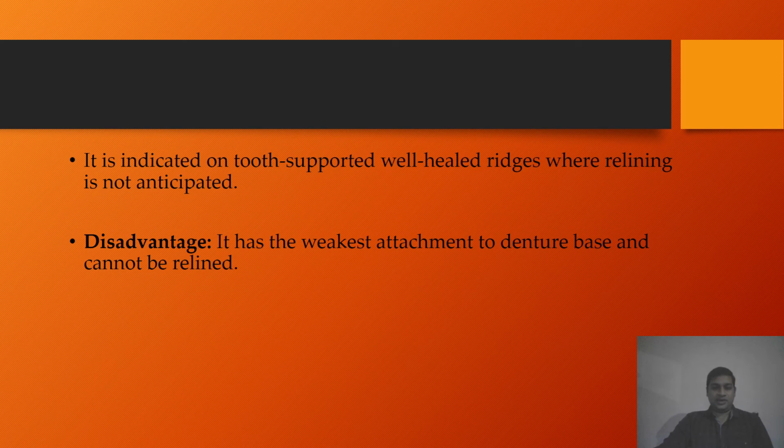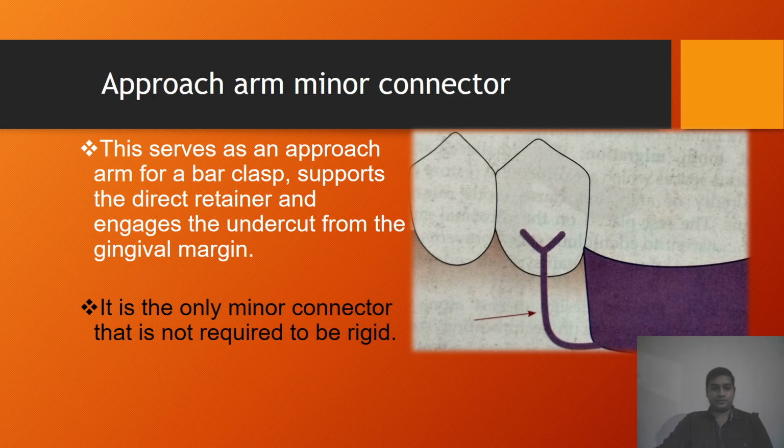It is indicated on tooth supported, well healed ridges where relining is not anticipated in the future. The disadvantage is that it has the weakest attachment between the acrylic resin and the denture base minor connector, and it cannot be relined. And the last type of minor connector is the approach arm minor connector.